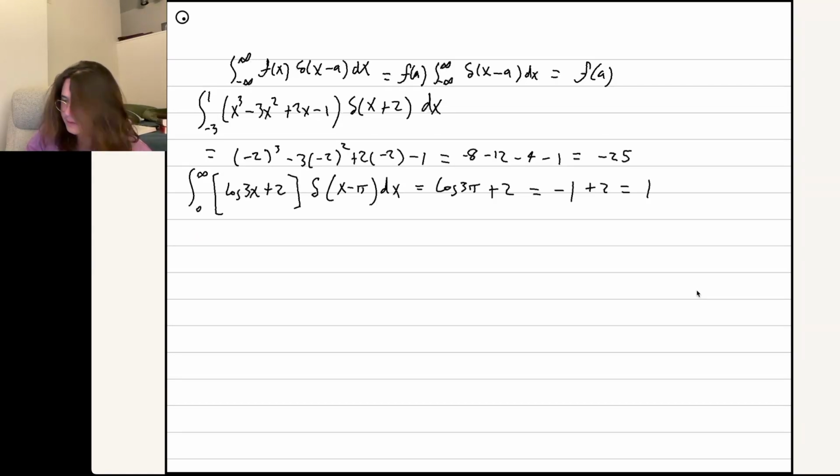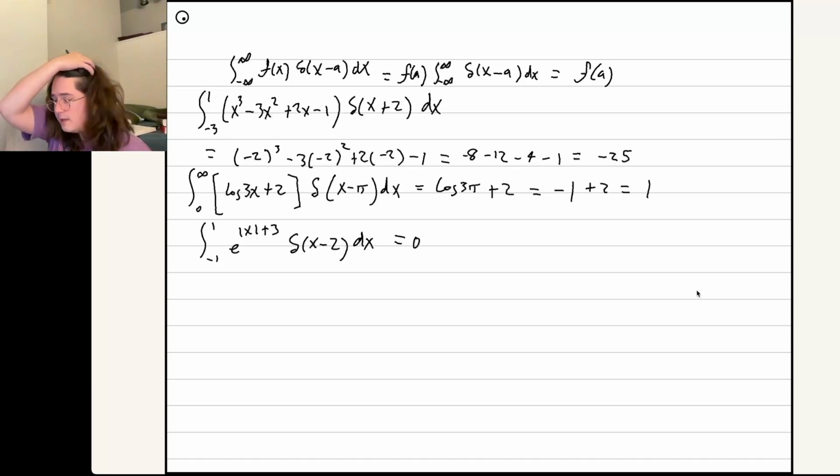Finally, Griffiths says, let's look at the integral of e to the mod x plus 3 from minus 1 to 1 times the delta function x minus 2, right? Now 2 is not in between minus 1 and 1. 2 is outside of the integration bounds. So this integral is actually 0. And yeah, there you go.